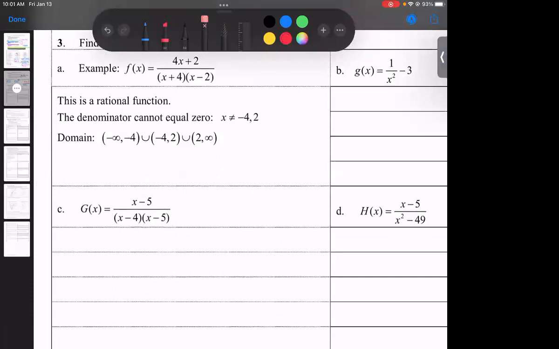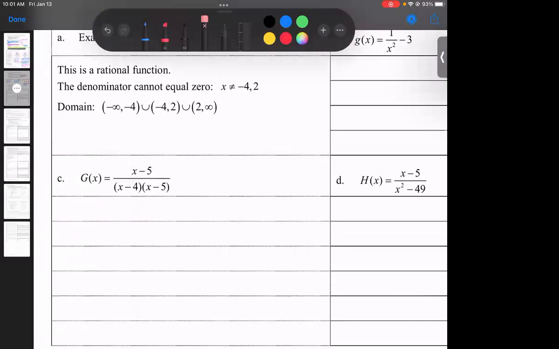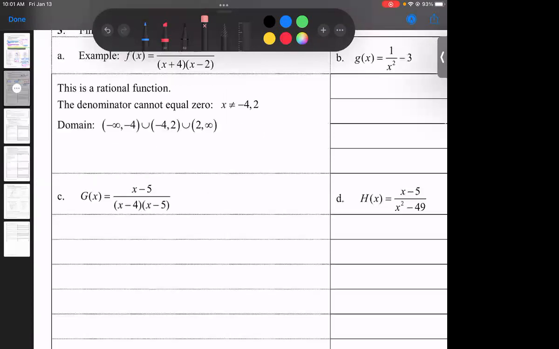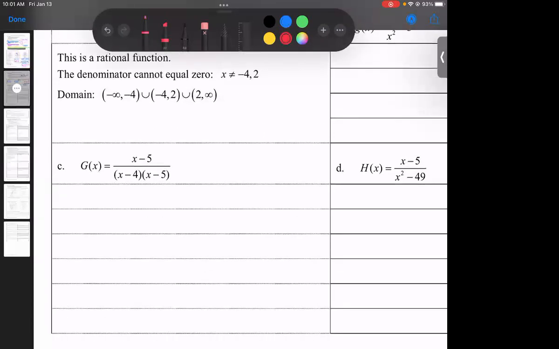Let's do C. Let's do 3C first before I jump to 3B. Let's do 3C first. What is the domain here? Yeah, x cannot be what? So let me do it slowly. X minus 4 cannot be 0, and x minus 5 cannot be 0. So x cannot be 4, x cannot be 5.